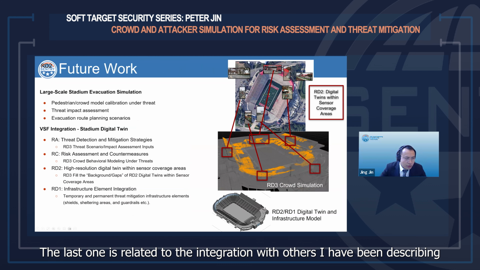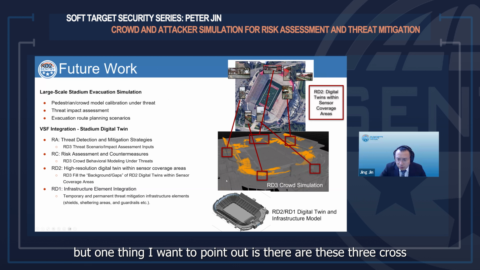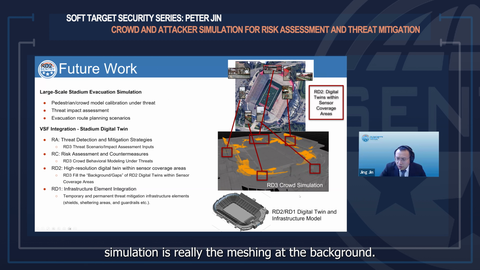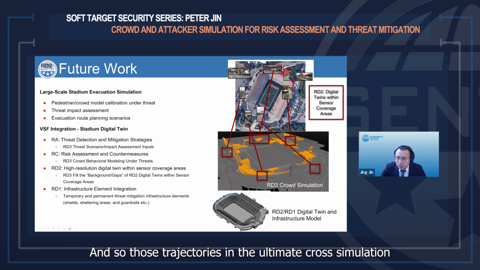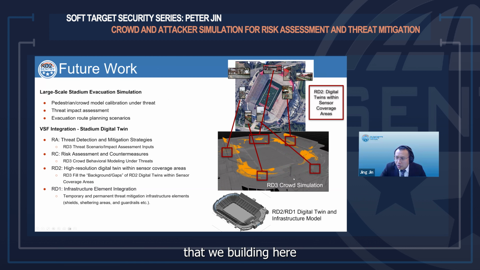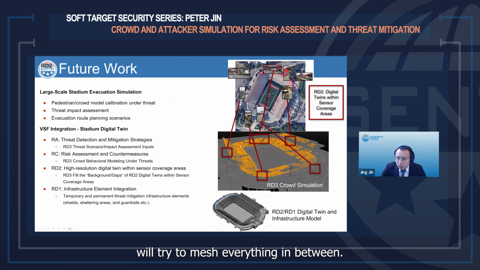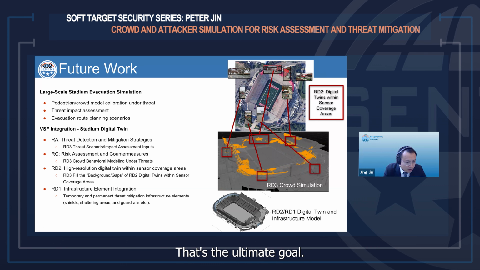The last one is related to the integration with others I have described, but one thing I want to point out is that the RD3 crowd simulation is really the meshing in the background. We have the detailed infrastructure model and digital twin model from RD1 and RD2, and RD2 has gone one step further to be able to create a digital twin on any video coverage areas. So the trajectories in the ultimate crowd simulation model we want to build will mimic the real-world trajectories, and the crowd simulation we're building here will try to mesh everything in between. So make sure that in the in-between camera coverage, uncovered areas, the trajectory still makes sense and can still be connected. That's the ultimate goal.